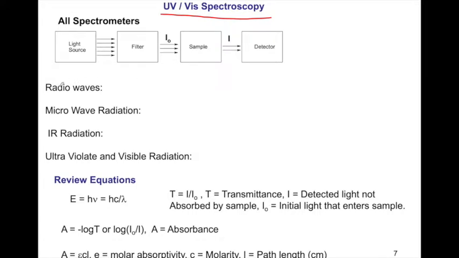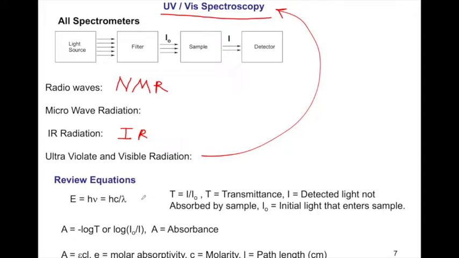NMR uses radio waves for its light source. I think I said it already, huh? NMR uses radio waves. What do you think uses microwave radiation? It's microwave spectroscopy. We haven't talked about that. What uses IR radiation? IR, infrared, right? Infrared is IR spectroscopy. And ultraviolet visible radiation is used for UV vis spectroscopy.